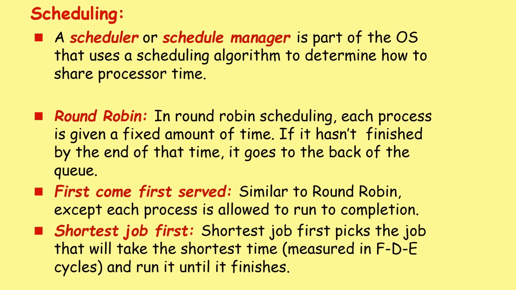Round robin. In round robin scheduling, each process is given a fixed amount of time. If it hasn't finished by the end of that time, it goes to the back of the queue. First come, first served. Similar to round robin, except each process is allowed to run to completion. Shortest job first. Shortest job first picks the job that will take the shortest amount of time, measured in estimated FDE cycles, and runs until it finishes.